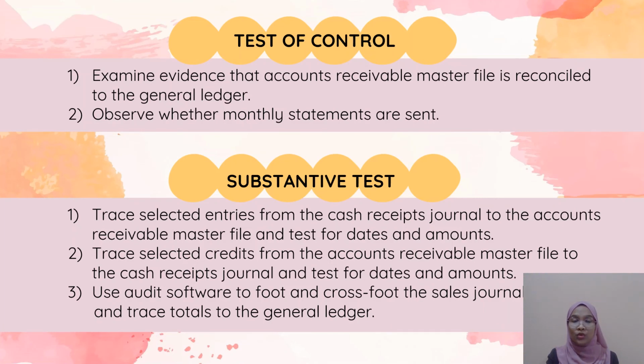To test the control, the auditor will examine evidence that the accounts receivable master file is reconciled to the general ledger and observe whether monthly statements are sent to customers. As for the substantive test, the auditor will trace selected entries from cash receipt journal to the accounts receivable master file and test for dates and amounts, and trace selected credits from the accounts receivable master file to the cash receipt journal and test for dates and amounts as well. The auditor will also use audit software to foot and cross-foot the sales journal and trace totals to the general ledger.